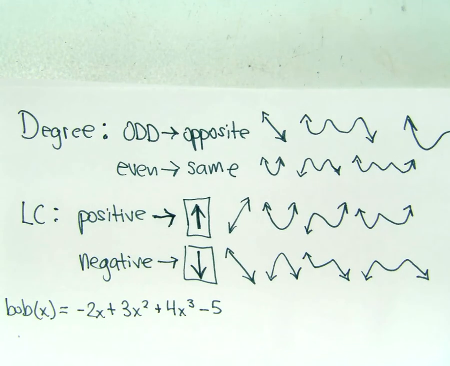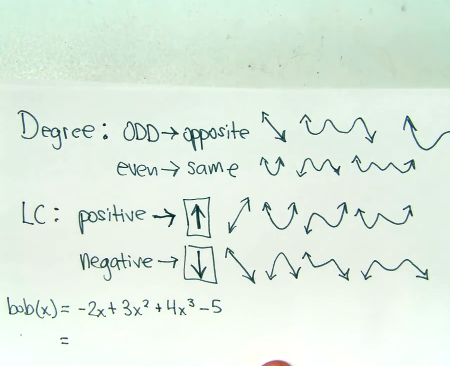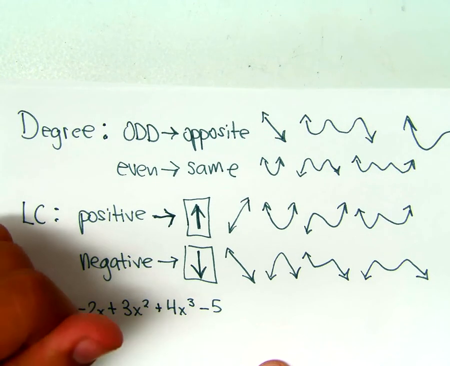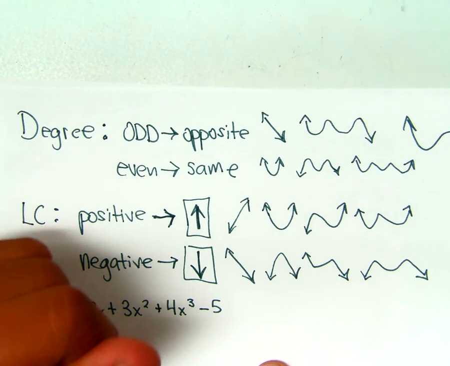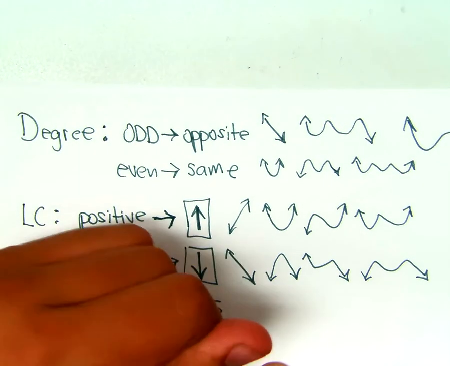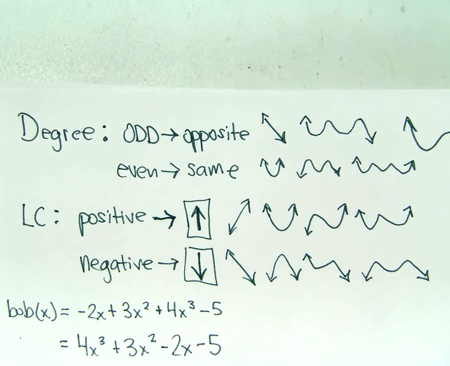So we want to rewrite Bob in what form? Standard form. So we want to write it in descending order. The 4x cubed goes first, then we have the 3x squared minus the 2x minus the 5. And we want to describe the end behavior of this function.